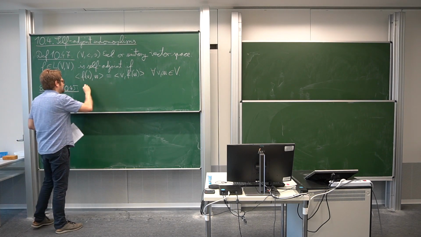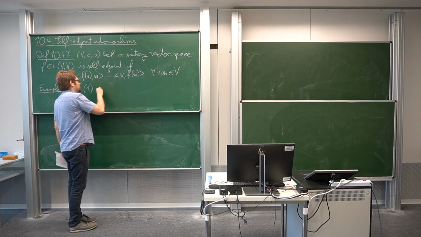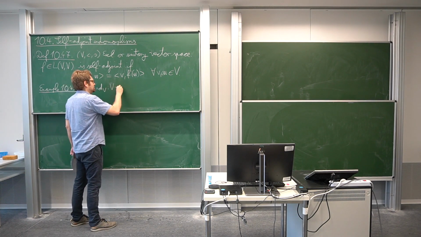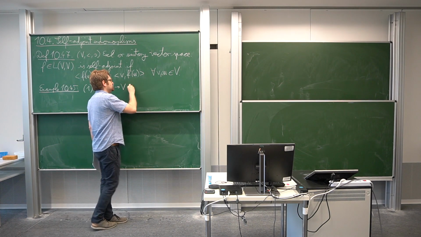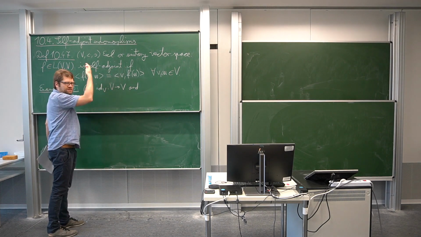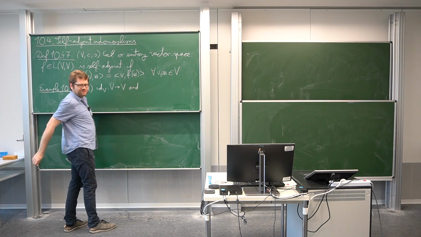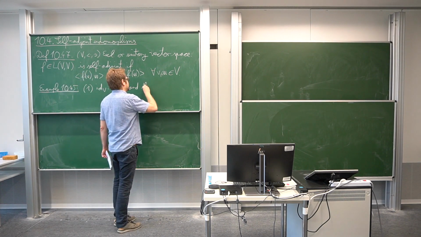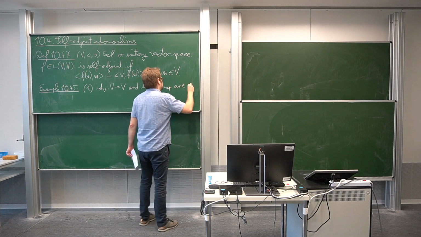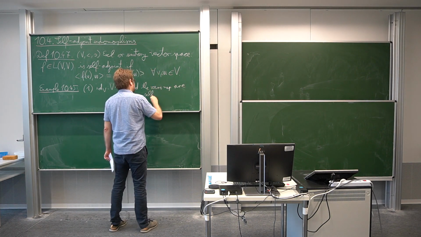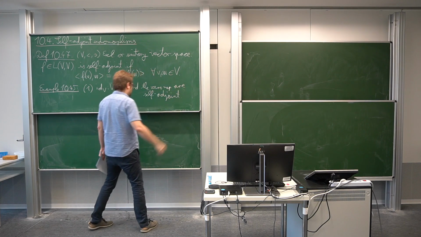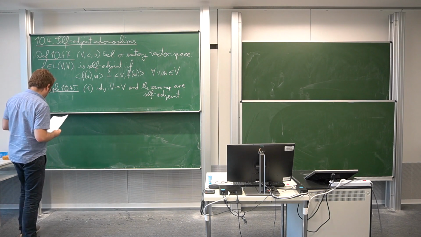And as always, let me start with the stupid example. The identity map is self-adjoint, and the zero map. I mean, if everything maps to 0, then here we have the inner product of 0 and w, which is 0, and here we have the inner product of v and 0, which is 0. So this is trivially satisfied. The identity map and the zero map are self-adjoint. Okay, very funny. Let us see something more interesting.